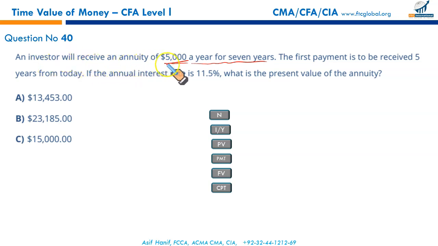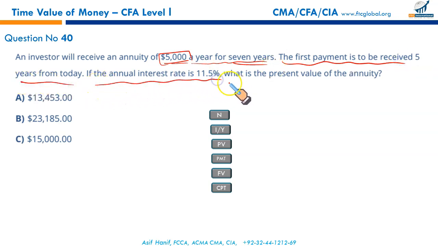An investor will receive an annuity of $5,000 a year for 7 years. The first payment is to be received 5 years from today. If the annual interest rate is 11.5%, what is the present value of the annuity? So doing a question like this, it is recommended, in the early stages at least, to draw a timeline. Once you have a timeline, it will be much easier for you to know what to do.